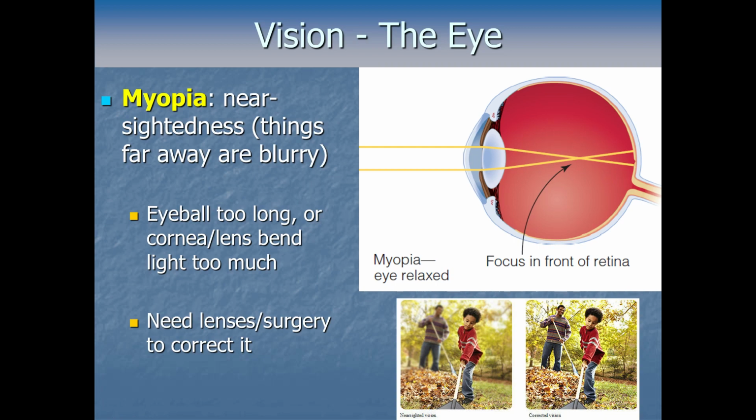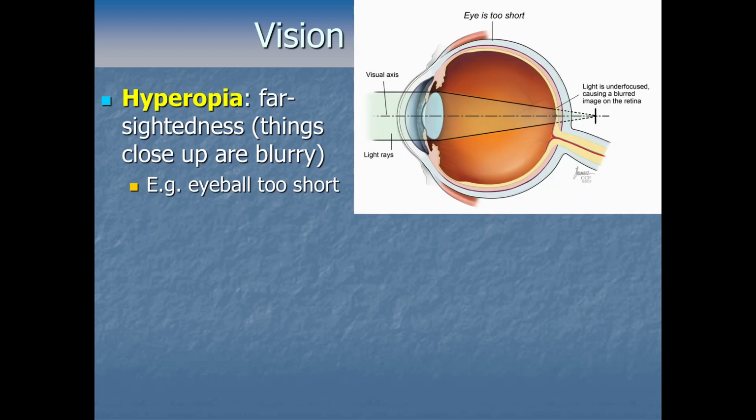Thankfully, that means this can be fixed simply by focusing the light differently prior to hitting the eye. So using corrective lenses like glasses or contacts, or it could be fixed by surgery like LASIK to adjust the cornea's shape. So myopia, at least, is fixable.